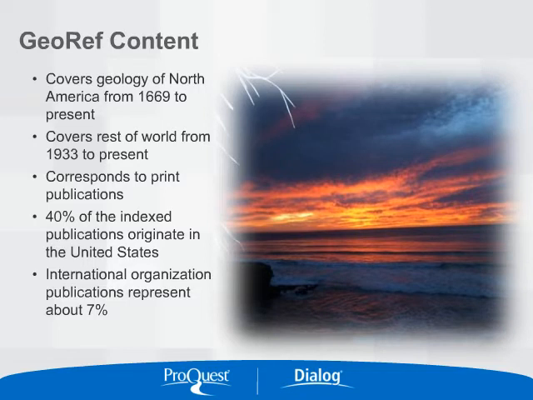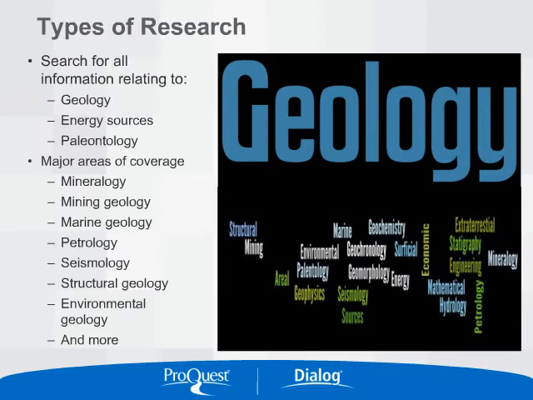georef organizes and indexes papers and other publications representative of the interests of the members of the AGI. About 40% of the indexed publications originate in the United States, and the remainder from outside the U.S. Publications of international organizations represent about 7% of the file. The database contains references to geoscience journal articles, books, maps, government documents, conference, symposia, and meeting papers, reports, and dissertations and theses from U.S. and Canadian universities. Major areas of coverage include mineralogy, mining and marine geology, environmental geology, and more.